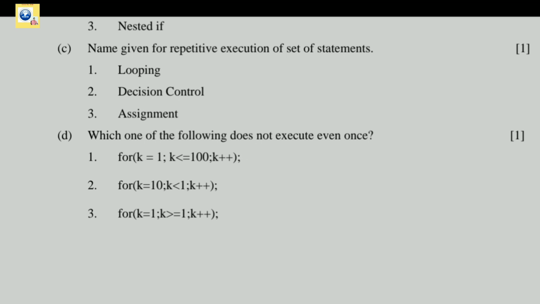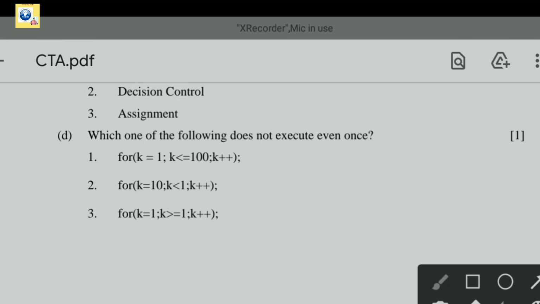Let us go with the third also. K is equal to 1, k should be greater or equal to 1, so it will execute at least once. So which will not execute even once? This is the second one.